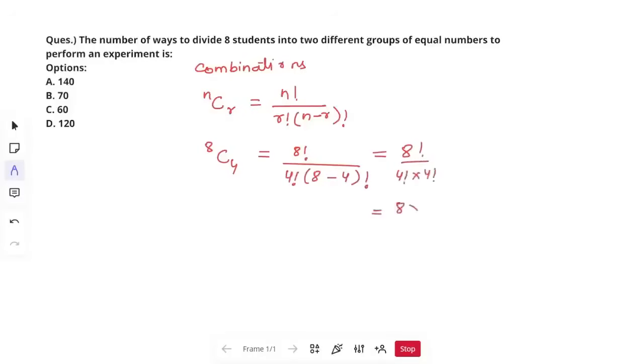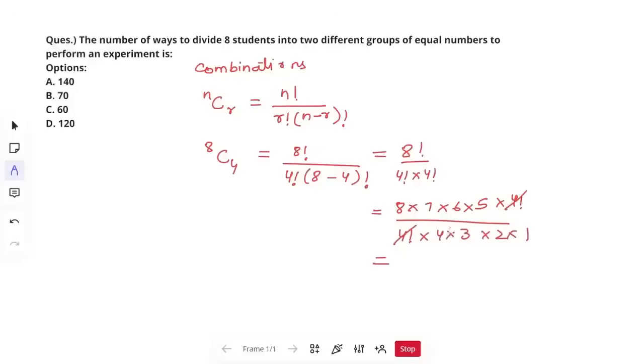This can be written as 8 into 7 into 6 into 5 into 4 factorial, and the denominator will be 4 factorial into 4 into 3 into 2 into 1. This 4 factorial will get cancelled out, and then further cancelling we can do.